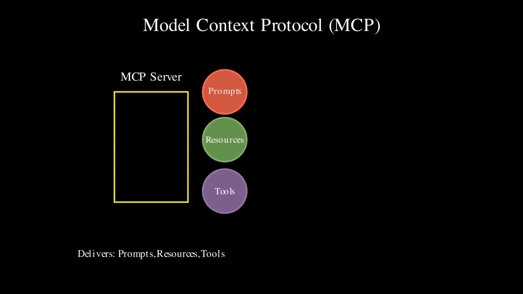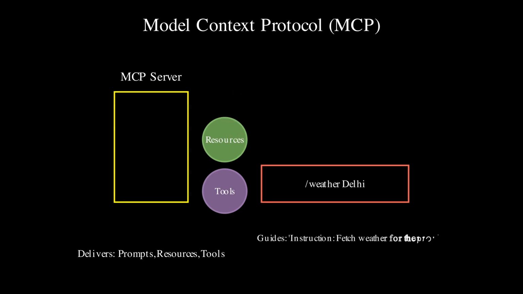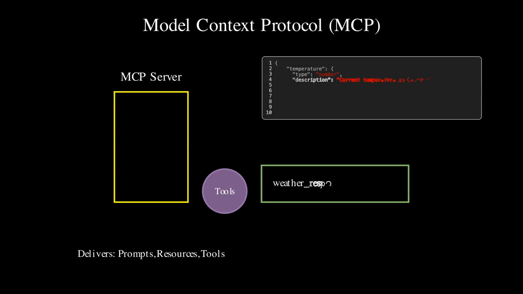Prompts. These are instructions provided to the LLM. In a client application, prompts can be triggered using slash commands. For example, a command to fetch weather information guides the model to generate accurate responses. Resources. These include API schemas, file structures, or database schemas. For instance, here's a schema of a weather API response, defining the structure of the data.